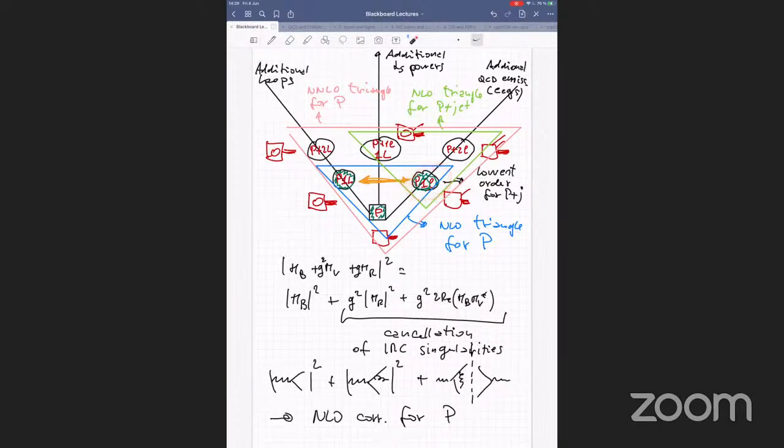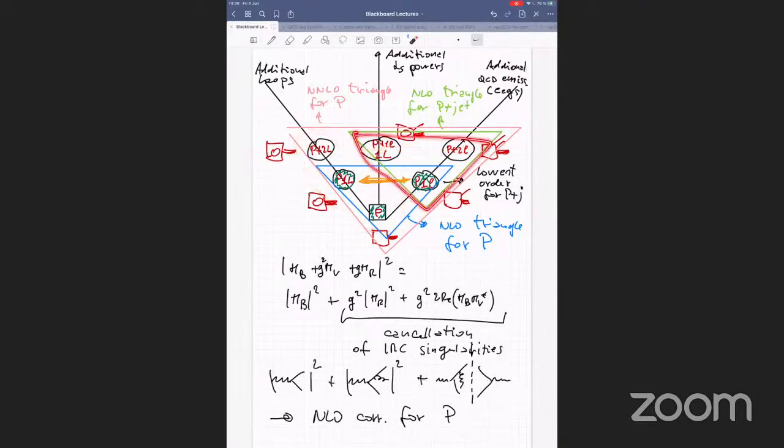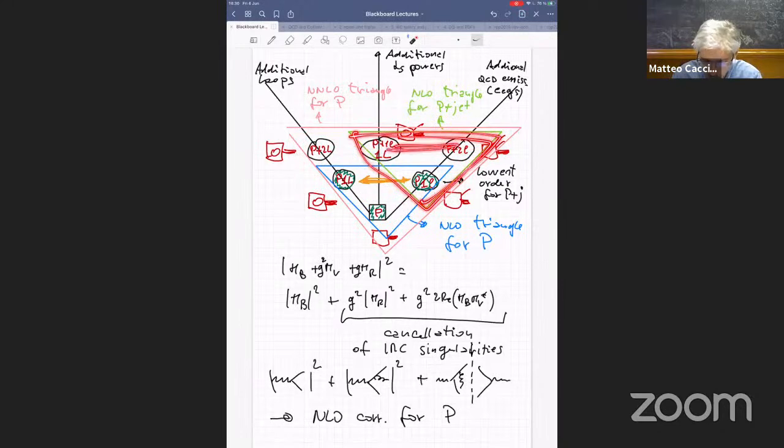If you want, of course, next to leading order corrections to this process, you still have to calculate all these triangles. Of course, it means that you don't care about these things. So you can go to this order in alpha without worrying about these things. But still, you have to calculate at least this triangle, and you have to ensure cancellation of infrared and collinear singularities between these two guys here.